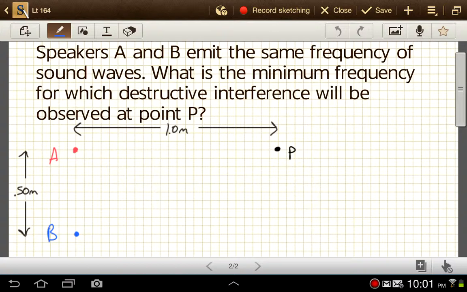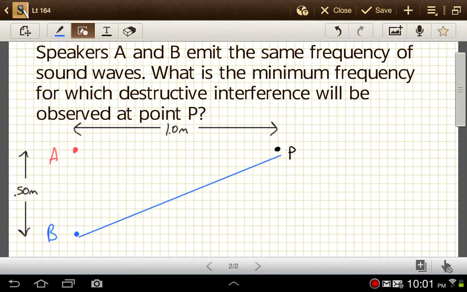For destructive interference, we know that our path difference, that's the difference in this distance to this distance here, has to be a whole number multiple of half of the wavelength. So half a wavelength, or 1.5 wavelengths, or 2.5 wavelengths, 3.5 wavelengths, something like that. So the minimum frequency is going to occur when we have a difference of exactly half a wavelength. So let's make some calculations here.